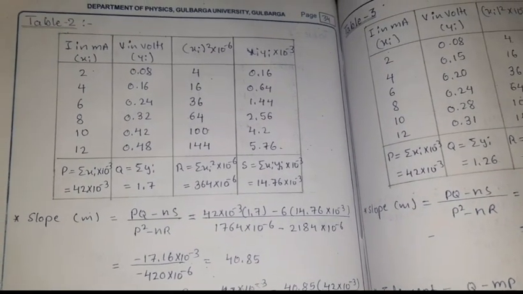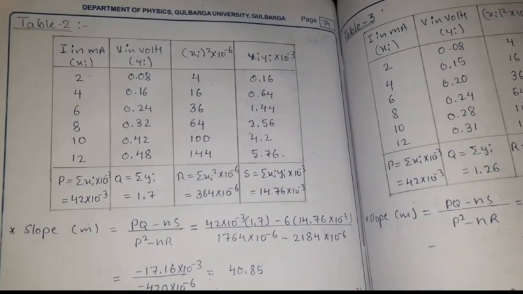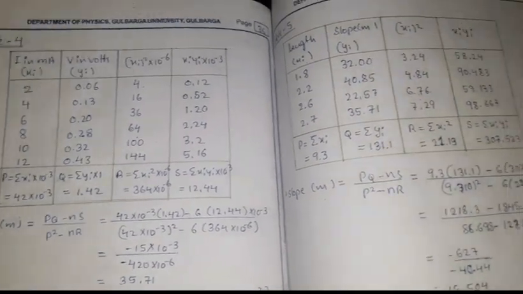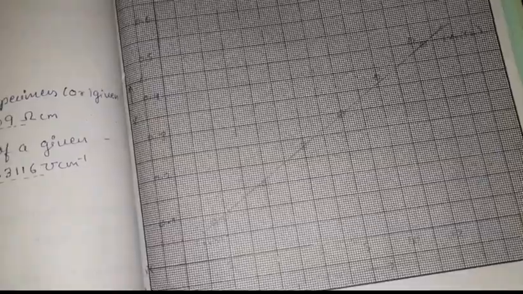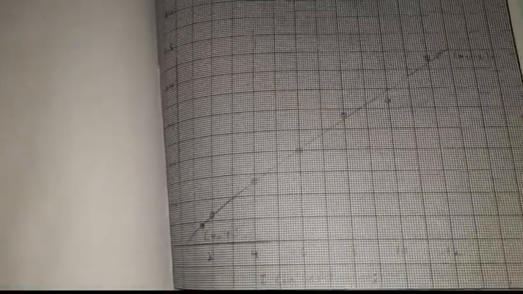So here you come across the 4 tabular columns for the LSF method, and here are the graphs, 4 graphs you have to plot. All must be straight lines. For the different positions of the second probe, you have to plot the graph of current and voltage.